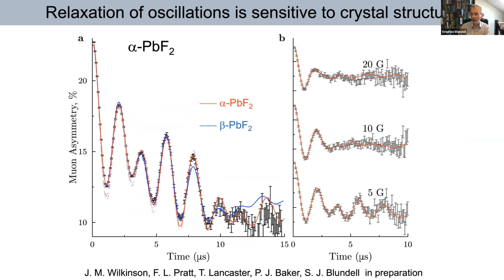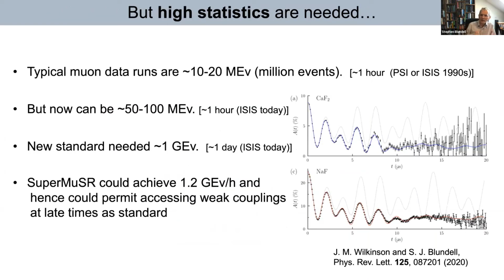But what we've been able to show now is if you do this analysis, you have different curves for alpha and beta phases because lead fluoride has these two different phases. And the interesting thing is if you just had the early time data, they look pretty similar, but you can see at late times they depart. And indeed, the one that agrees best with the data, the red curve, is the correct crystal form. Okay, so the point here is that to get this additional information, you need high statistics.